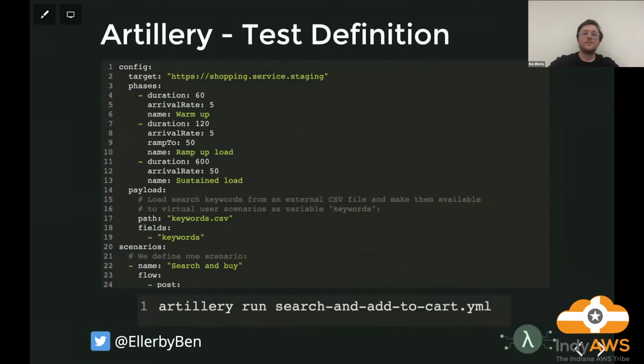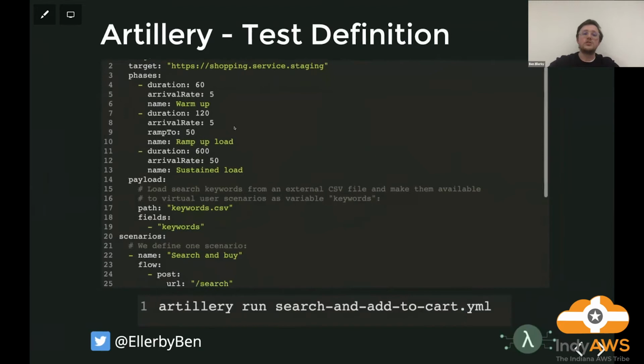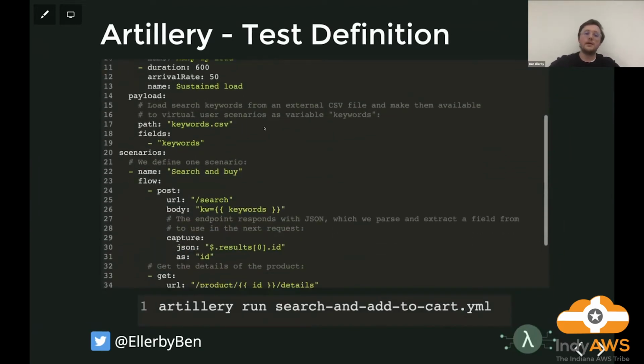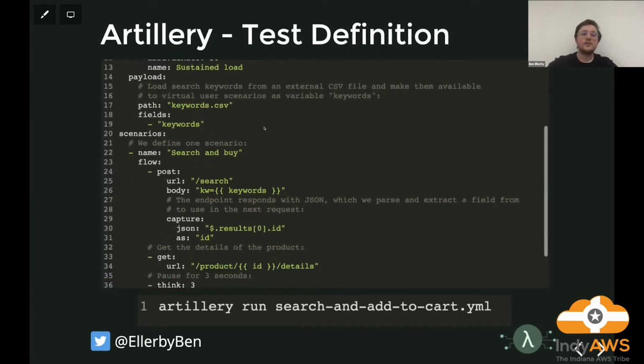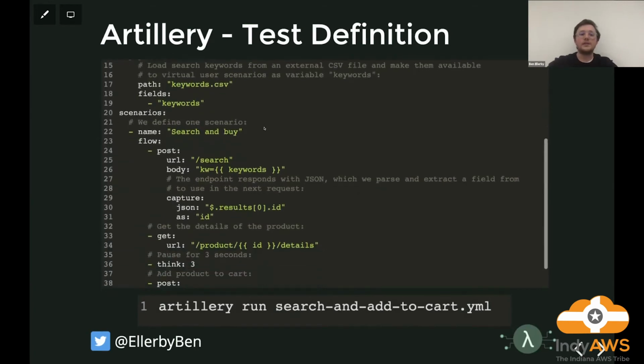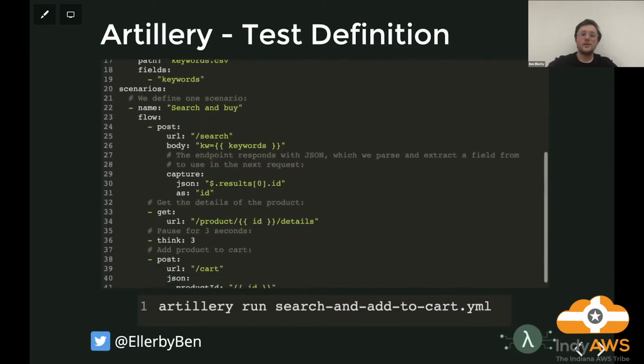against architecture. If we look at a traditional Artillery sort of test definition, we specify our target, which is the website or the API we're going to run load testing against, a number of phases, which are going to be the different sort of arrival rates and what we're going to ramp up to, the payload, which could be dynamically generated using something like Faker to generate fake company names, usernames, emails, etc., or a static file, a CSV of keywords. And then we have the scenario we're going to run.